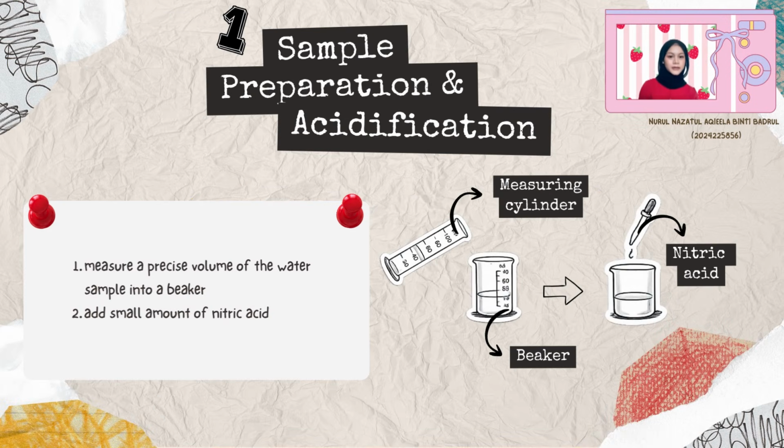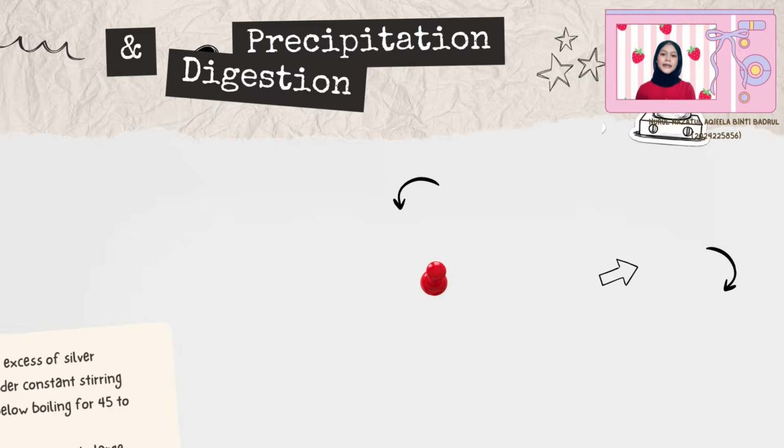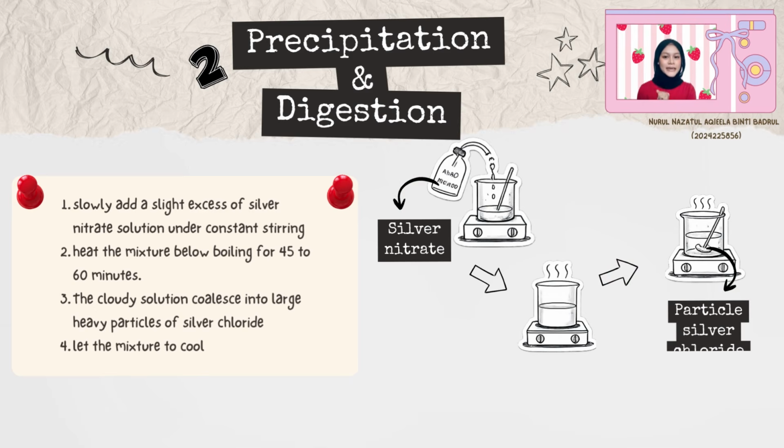Moving on to the methodology, our laboratory procedure requires meticulous execution to prevent any sample loss. We begin with step 1, sample preparation and acidification. First, we measure a precise volume of water sample into a beaker and add a small amount of nitric acid. This acidification step is crucial because it prevents interference from other ions like carbonate or phosphate, which would otherwise form competing insoluble silver salts.